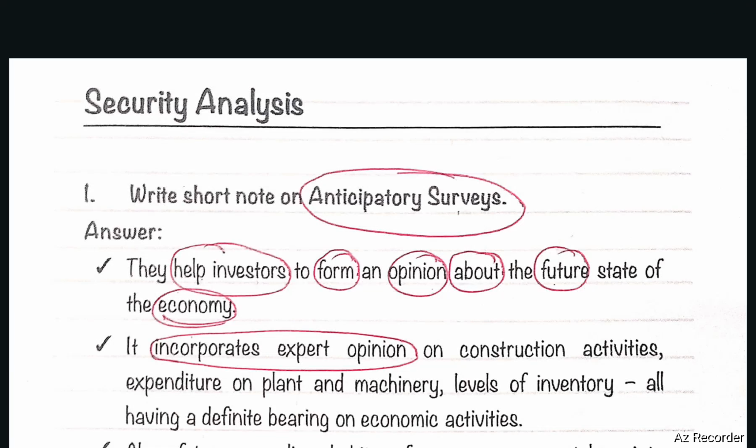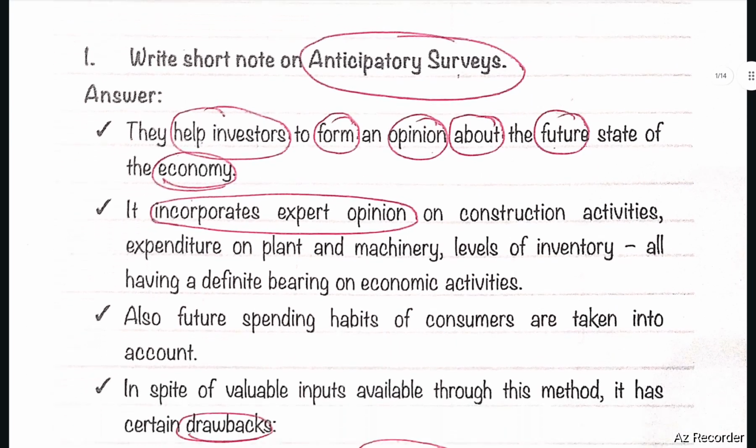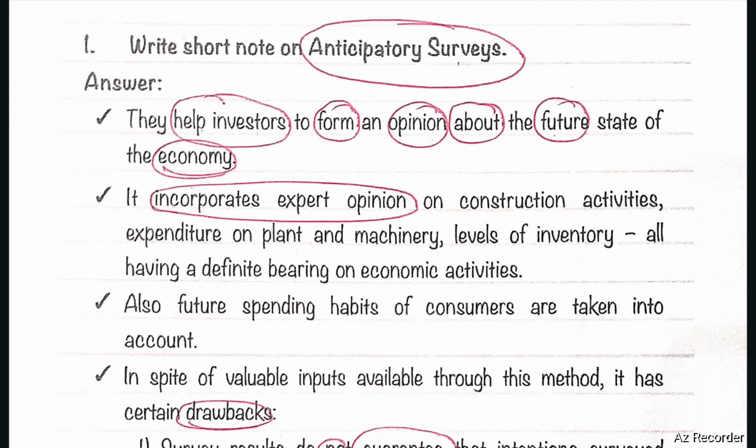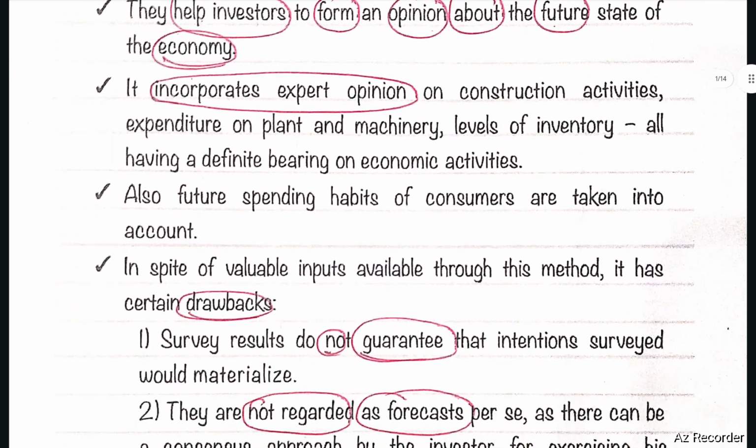Security analysis. Write a short note on anticipatory surveys. Anticipatory surveys help investors to form an opinion about the future state of the economy. It incorporates experts' opinion on construction activities, expenditure on plant and machinery, and levels of inventory, all having a definite bearing on economic activities. Also, future spending habits of the consumers are taken into account.